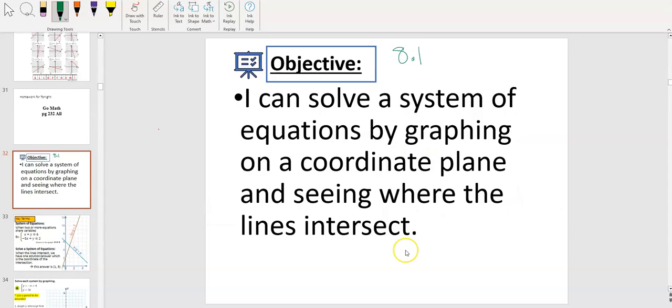Kirk Math. All right, ladies and gentlemen, we are starting our new module, Module 8, and we are looking at 8.1. Our goal in this lesson is to be able to solve a system of equations by graphing on a coordinate plane and then seeing where the lines intersect as our answer.